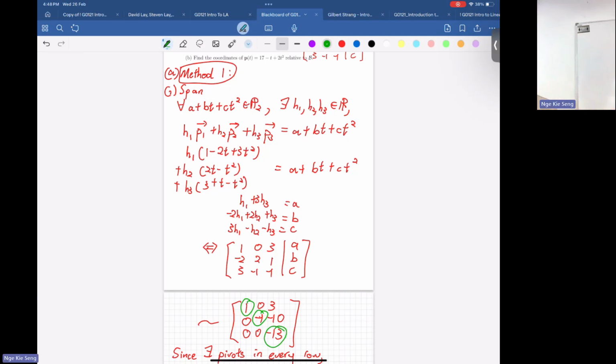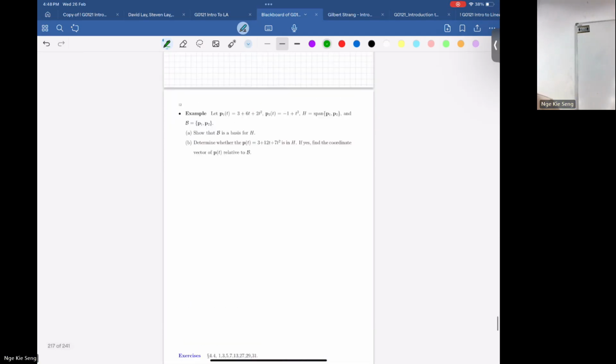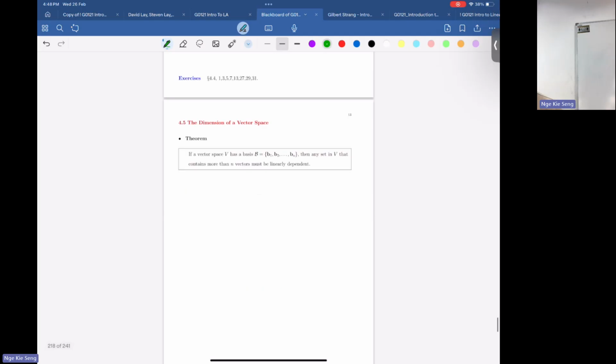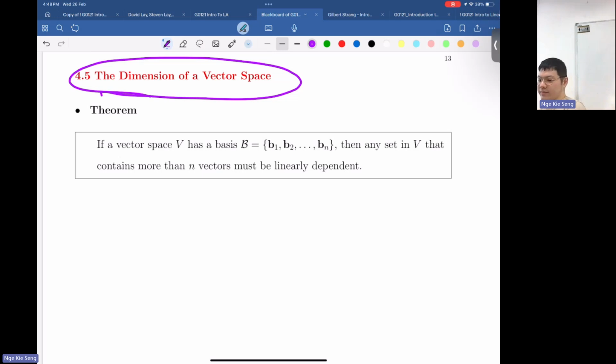Okay, maybe we'll talk about dimension and then we will take a break. Okay, so this one is left as homework. Okay, this one. So we'll introduce the idea of dimension. So, dimension of a vector space.